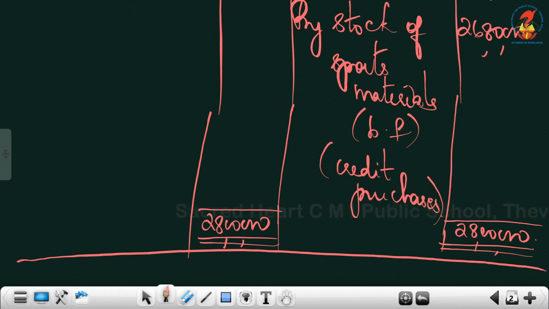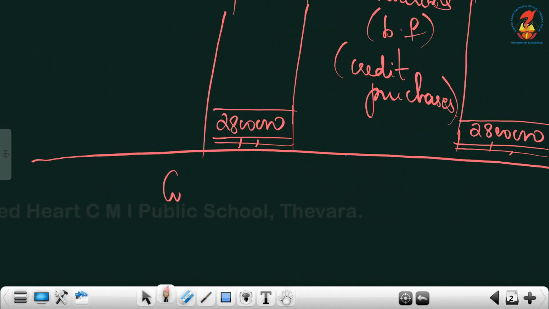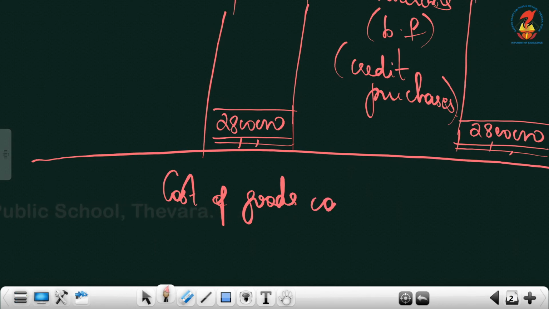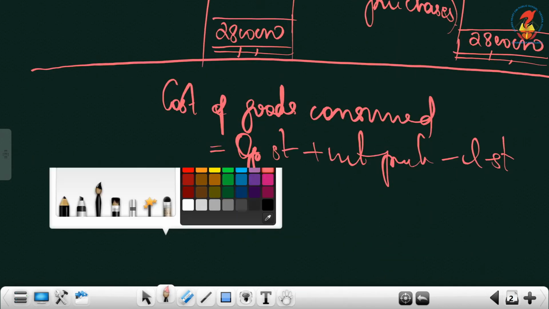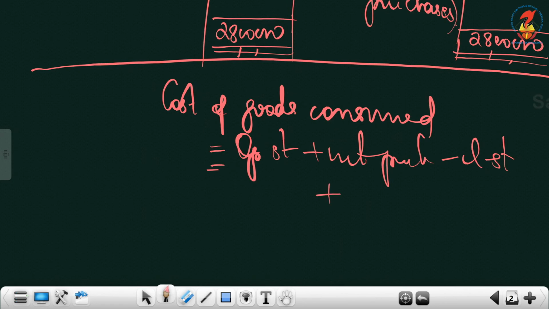Okay. Now the question is not over. We always have to get the cost of goods consumed. So write the formula for cost of goods consumed, which is equal to opening stock plus net purchases. Always write the formula: minus closing stock. Purchases here means the credit purchases figure you have to take. Opening stock you will get from the opening balance sheet.